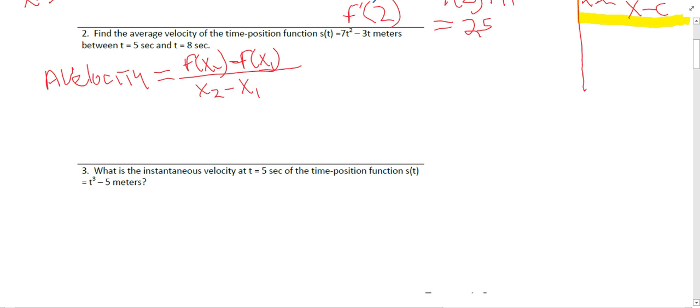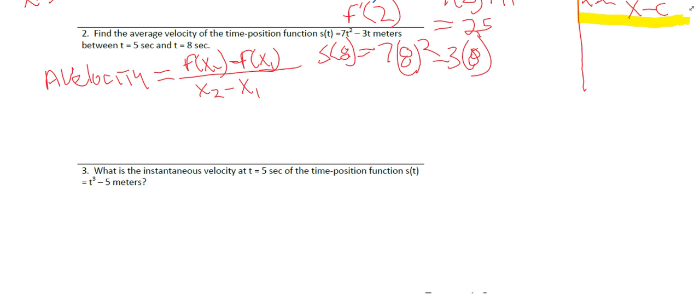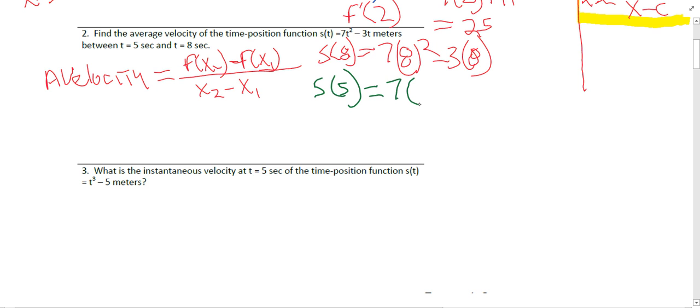Well, it's actually in terms of s, but that's okay. So s at 8, we just need to figure out what that is. We have 7 times 8 squared minus 3 times 8. You calculate that out, and you'll get your first term. And then for the position function at 5, you just simply plug in 5 for x, or for t in this case.